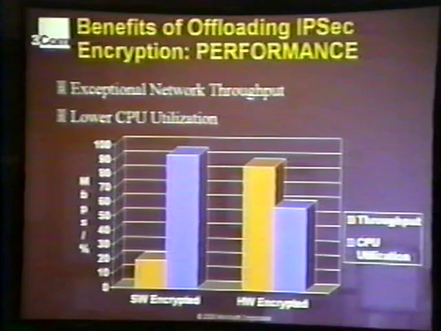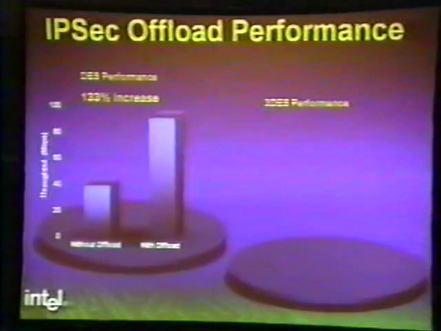Same thing for Intel. Intel has similar results. They're showing for DES that for their particular hardware configuration, they were able to push about 40 megabits per second in software when they maxed the CPU. When they added the offload, then they were able to go up to line rate.